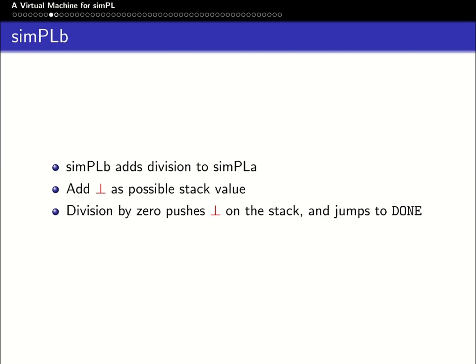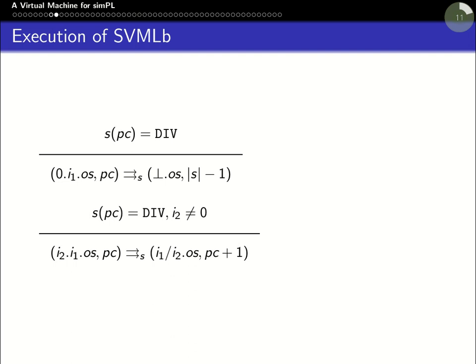But that's not how virtual machines typically operate. We want to produce a state of error. We want to create a state of error. We want to signal the fact that an incorrect operation has been performed.